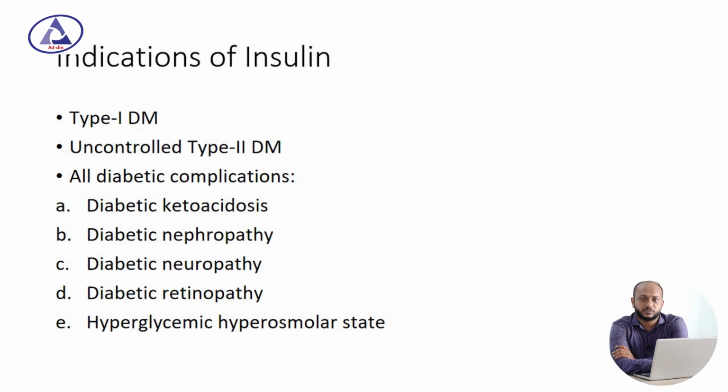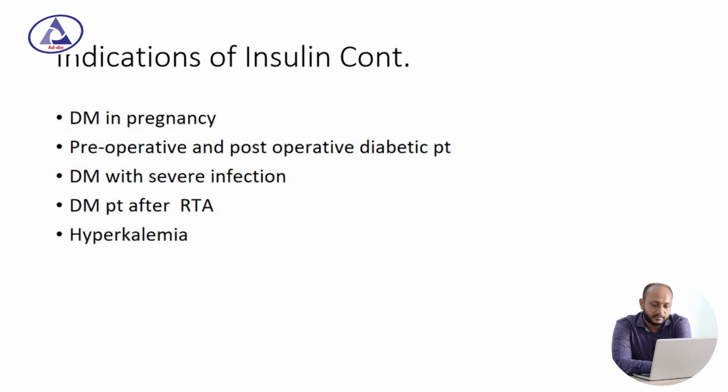What are the indications of insulin? There are many indications of insulin. First of all, type 1 diabetes mellitus and uncontrolled type 2 diabetes mellitus, diabetes mellitus in pregnancy and all diabetic complications: diabetic ketoacidosis, diabetic nephropathy, diabetic neuropathy, diabetic retinopathy, and hyperglycemic hyperosmolar state. Also preoperative and postoperative diabetic patients, diabetes mellitus with severe infection, diabetes mellitus patient after RTA, road traffic accident, and hyperkalemia.